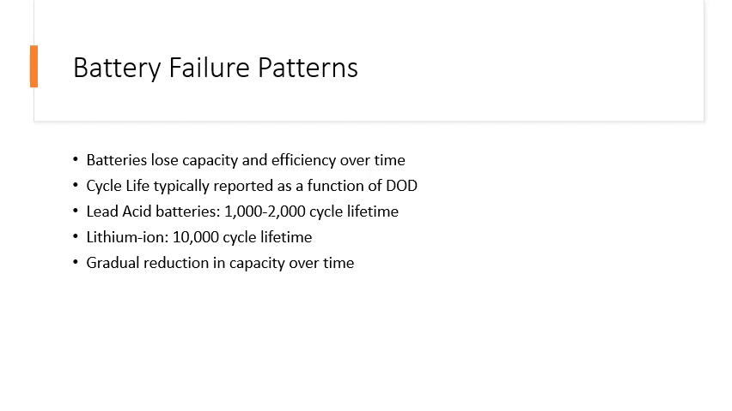So battery end of life. Batteries, like we've already mentioned briefly, lose their capacity and efficiency over time, much quicker than PV modules. So we're talking about 1,000 to 2,000 cycle lifetime for lead acid batteries, and then 10,000 cycle lifetime for lithium-ion batteries. That 10,000 cycle lifetime for lithium-ion might be 8 to 10 years depending on how you're using the battery. And then they have that gradual reduction in capacity over time.